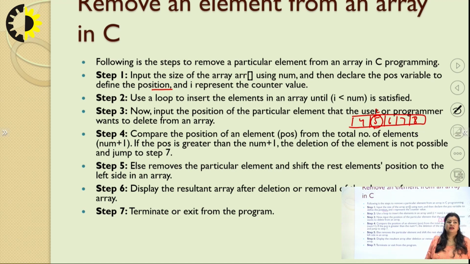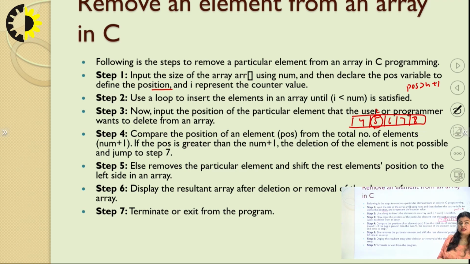Okay. Then compare the position of the element with the total number of elements, n plus 1, and if the position is greater than n plus 1, the delete operation is not processed. That means if the position is greater than n plus 1, no delete operation is performed. Otherwise remove the particular element and shift the rest of the elements to the left in the array, and display the resultant array after removal of the element.